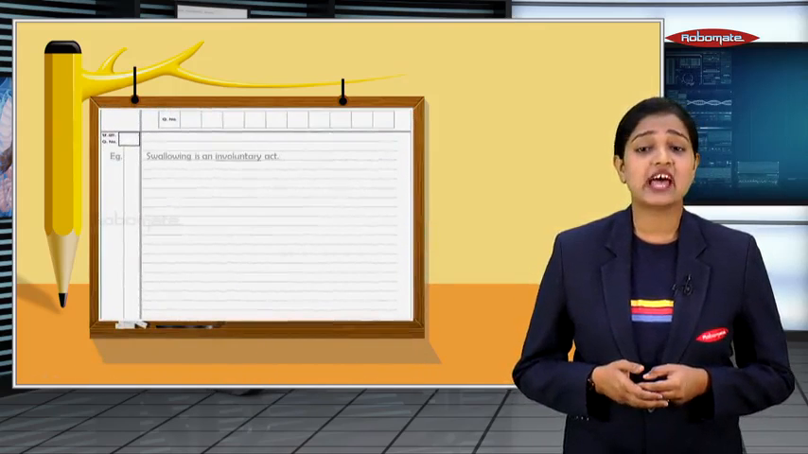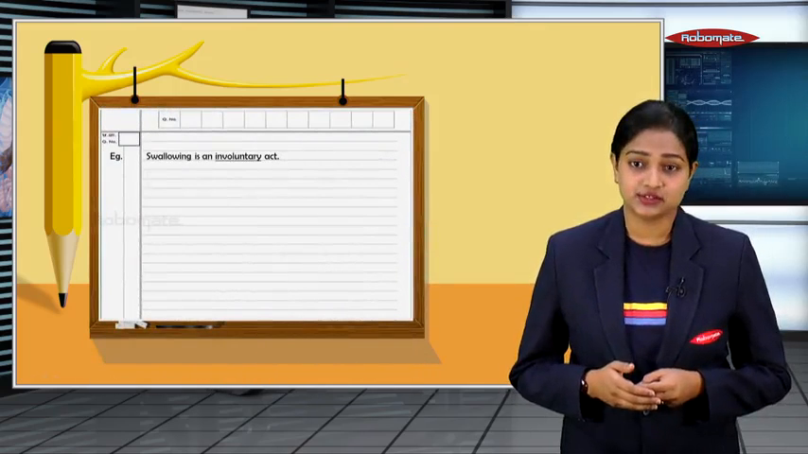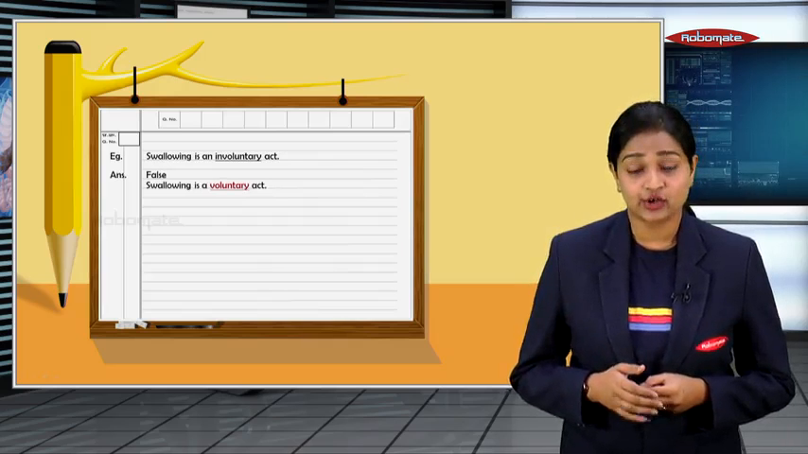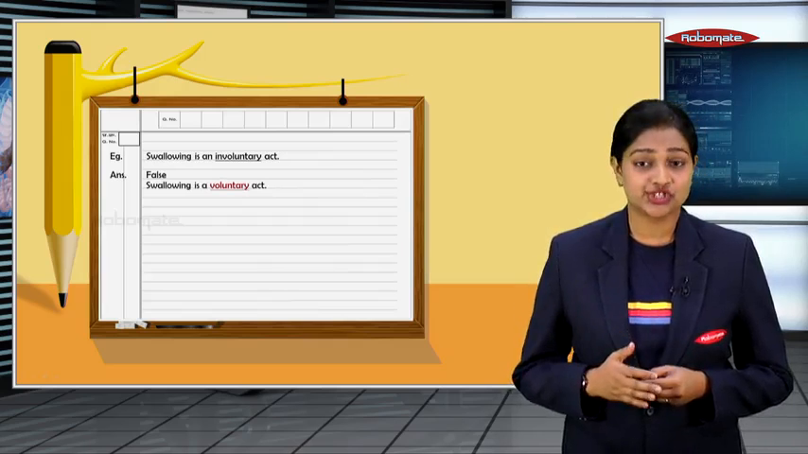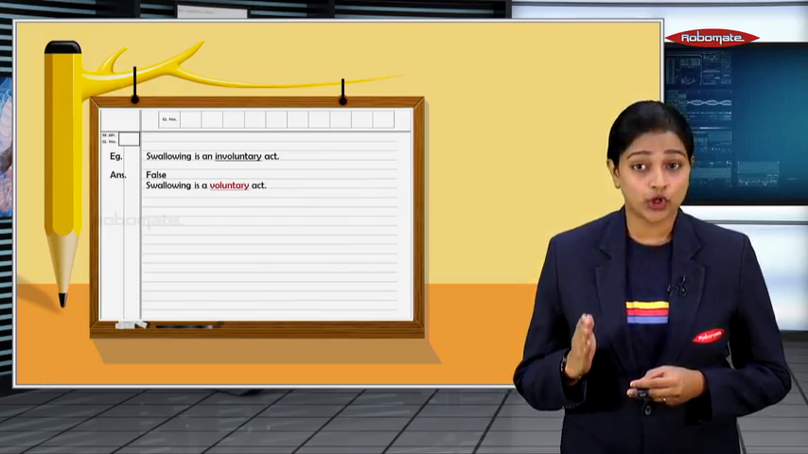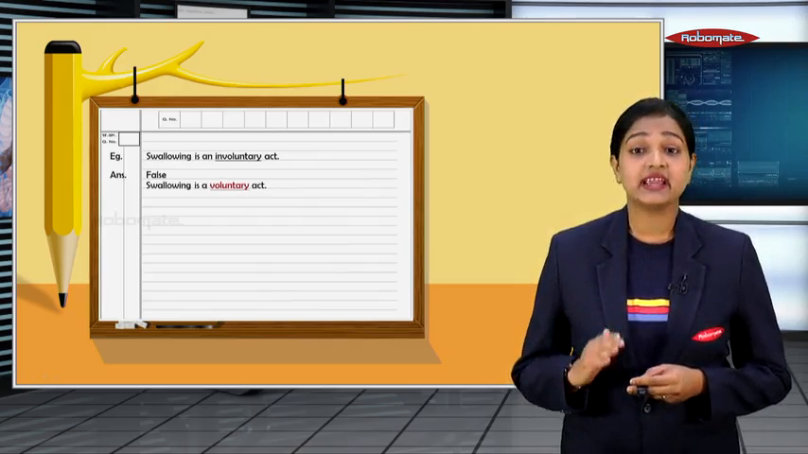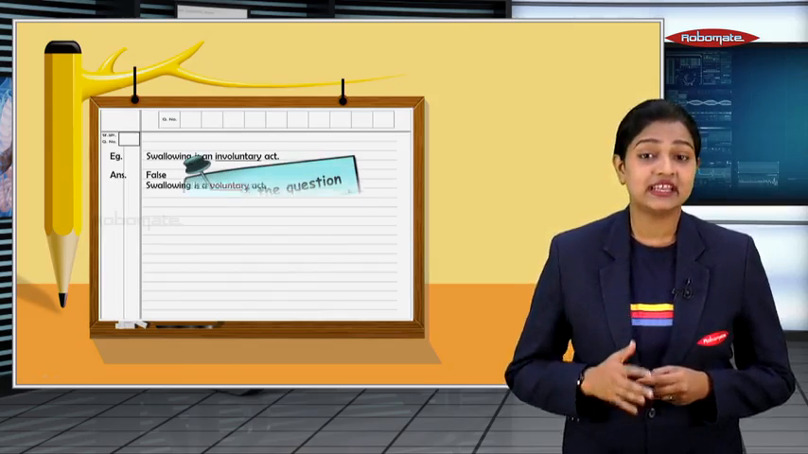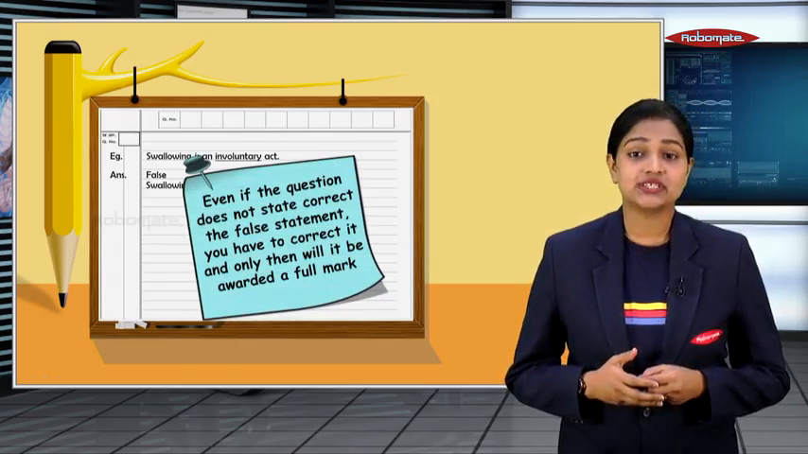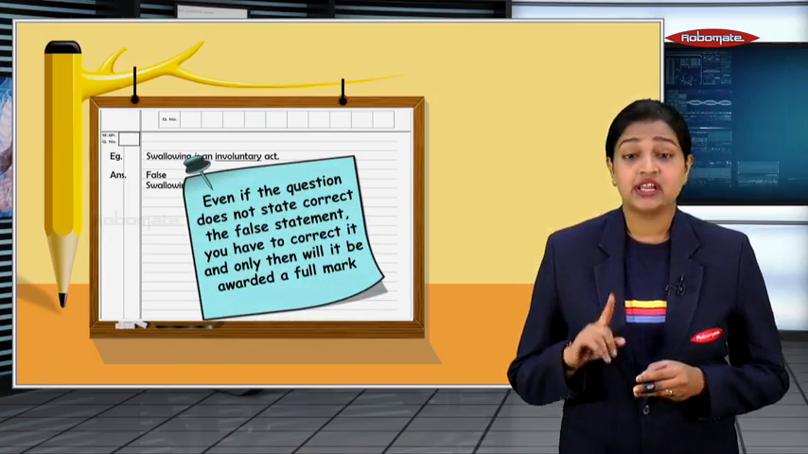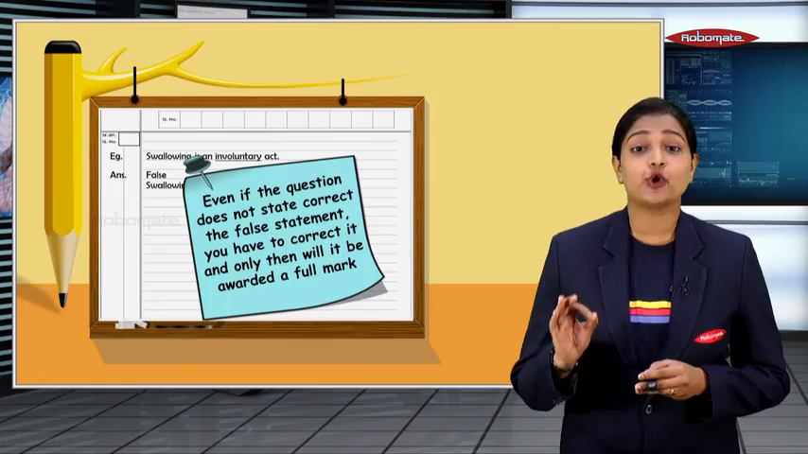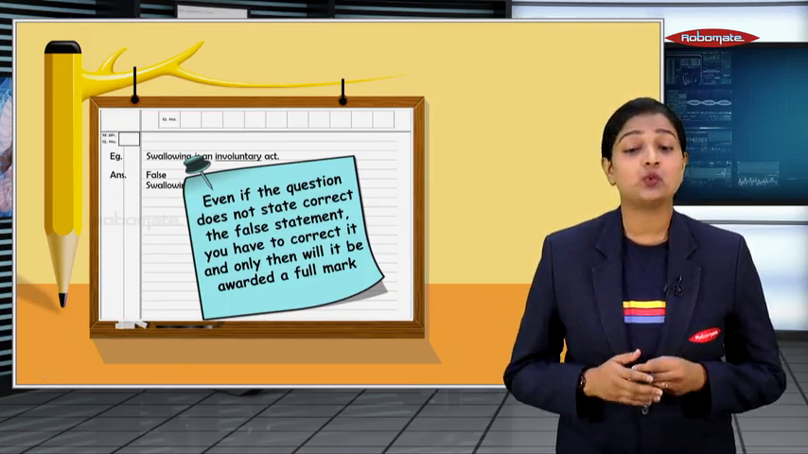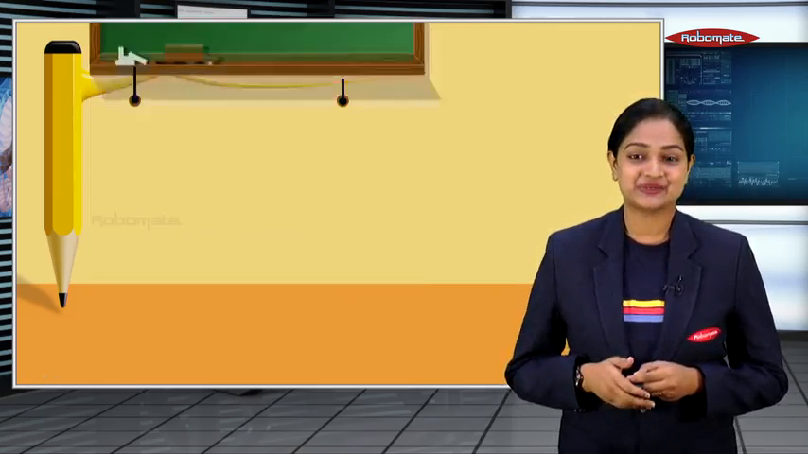Now students, let us have a look at how to write the answer. For the question, swallowing is an involuntary act. First, as per the question asked, write down false. Following that, write down the correct statement. Swallowing is a voluntary act. Remember students, even if the question does not state to correct the false statement, you have to correct it and only then will it be awarded full marks.